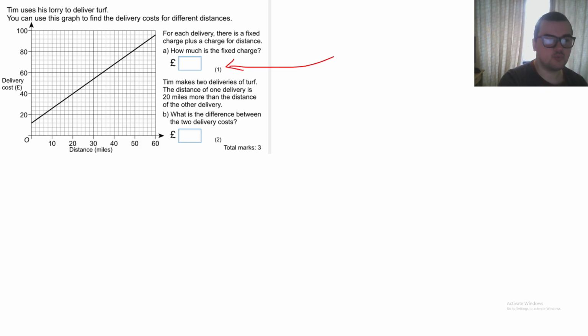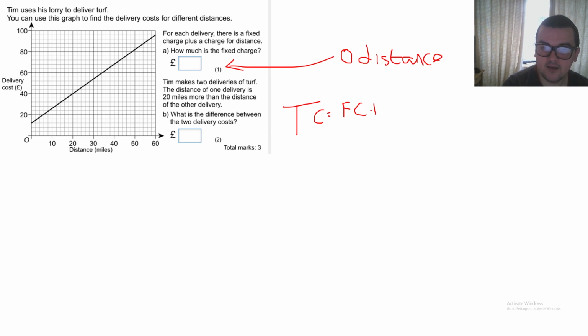The fixed charge we work out by finding the cost when there is zero distance, because the relationship between the total cost, TC, equals our fixed cost plus the cost based on the distance. So that's how we work out our total cost. We add our fixed cost and then we work out the cost based on the distance. Now to find the fixed cost, we just get rid of this d.